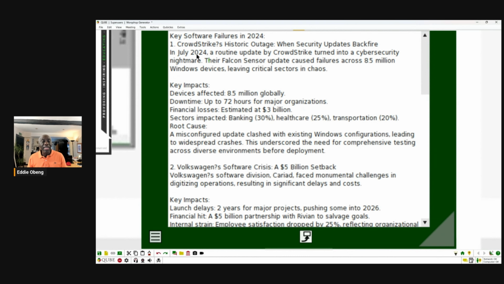So here I have a list of key software failures 2024. I don't know why I chose 2024, and it's just one after the other, and you can see the size of the challenges, the impacts which people had. And the causes were always very, very small: a misconfigured update, Volkswagen messing up their software, etc. And it just goes on.